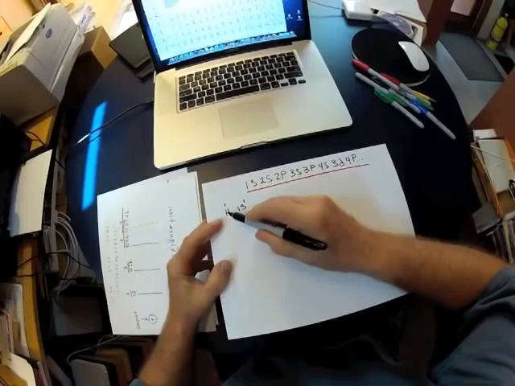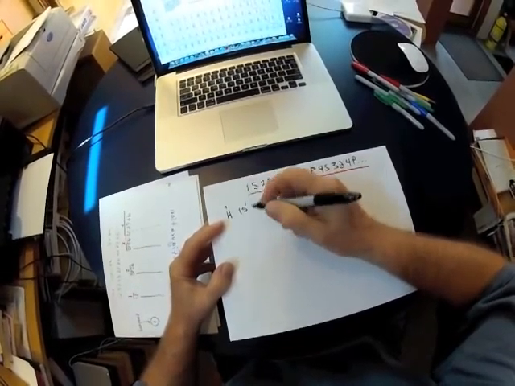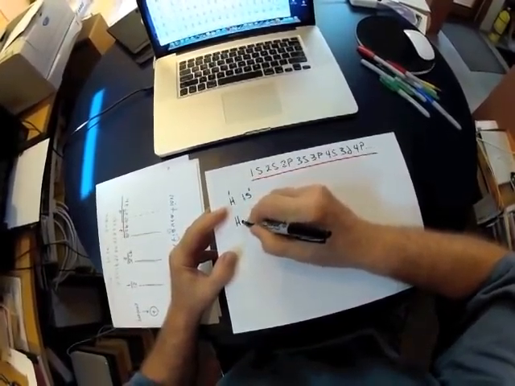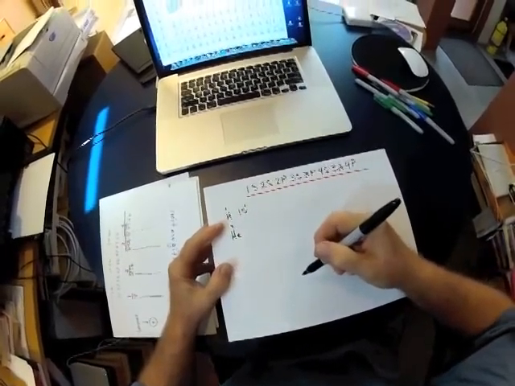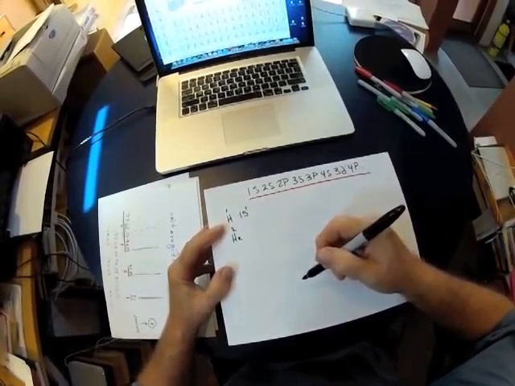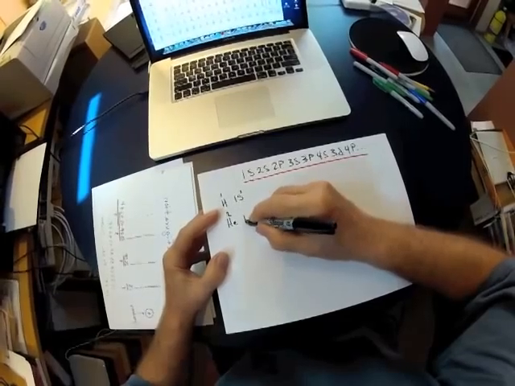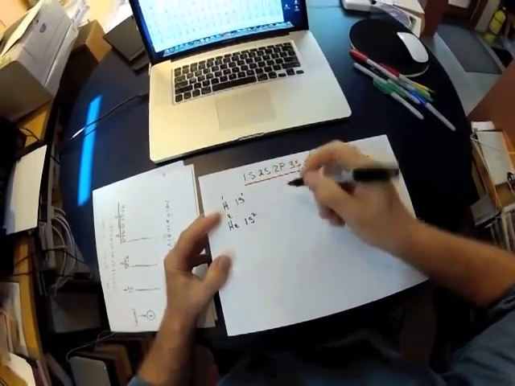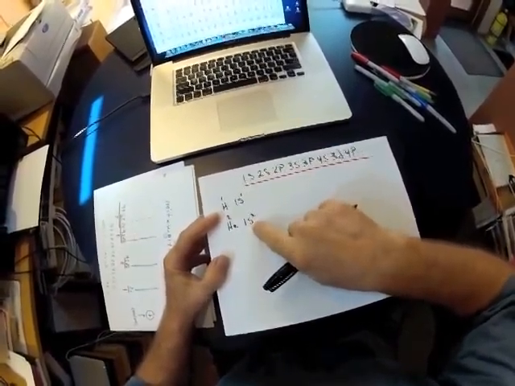Moving across period 1, we start with hydrogen, and on the right side of period 1 is helium. Helium has an atomic number of 2. That means it has two electrons. So its configuration is going to be 1s2. Now energy level 1 is filled.